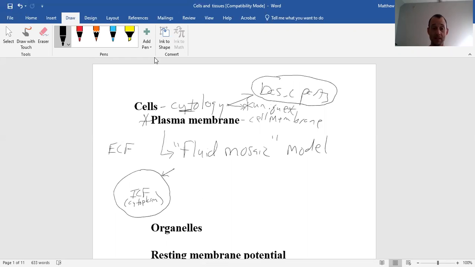This cell membrane is semi-permeable. It regulates what gets in and out of your cell. Think of it like your house. You don't just let everybody in the front door. You're able to decide who comes in and who goes out. That's much the case for your cell membrane. It's able to regulate what comes in and what goes out.